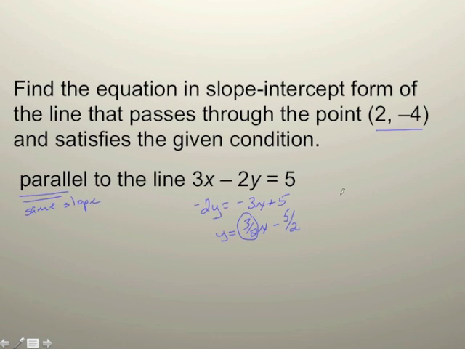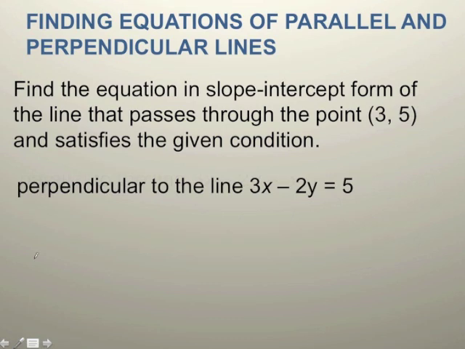We have a point, so let's use point-slope form. y minus -4 will equal 3/2 times x minus 2. So y plus 4 will equal 3/2 x minus 3, or y will equal 3/2 x minus 7. That will be the equation in slope-intercept form.